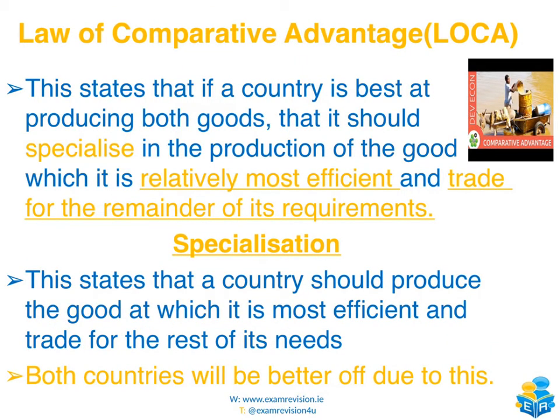So the definition for the law of comparative advantage, or LOCA, states that if a country is best at producing both goods, that it should specialise in the production of the good which it's relatively most efficient. That's important. And trade for the remainder of its requirements. So what specialisation is then, is a country should produce the good which it's most efficient at and trade for the rest of its needs. So in other words, both countries will be better off due to this, and we'll show you a worked example of that.